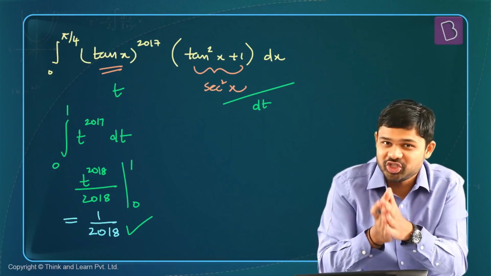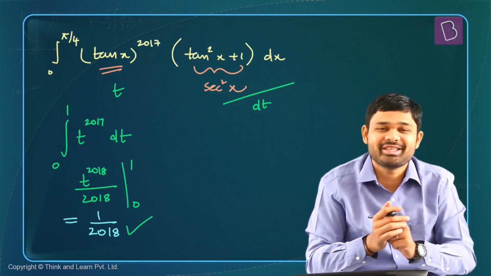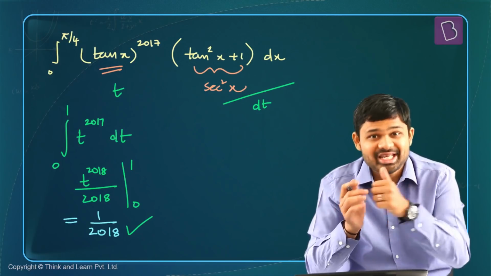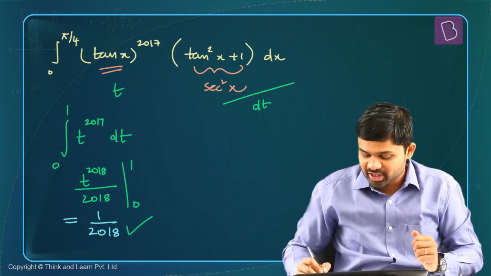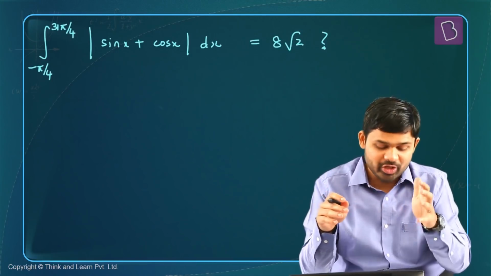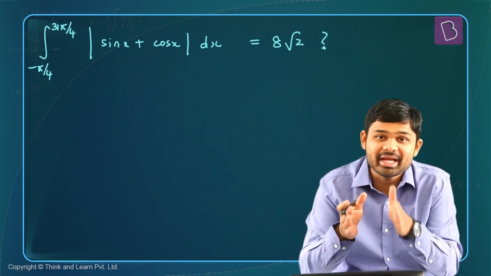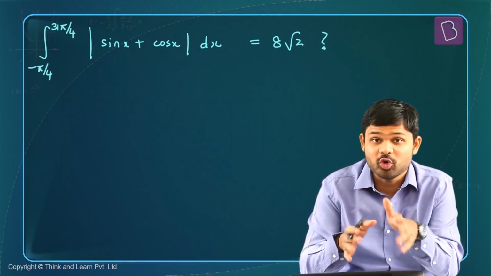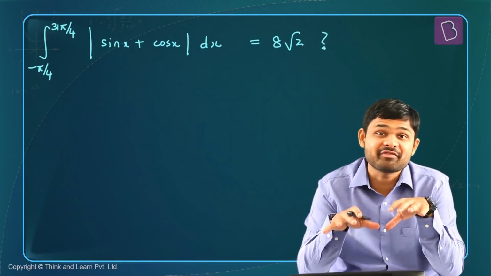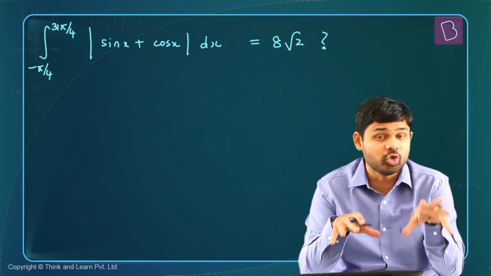But for all of you who enjoy doing definite integrals, you will solve the third and the fourth part as well, because even those are not very difficult. So let's have a look at the third part of this particular question. We have to evaluate the integral from negative pi by 4 to 31 pi by 4 mod of sin x plus cos x dx, and see if this value is equal to 8 root 2.